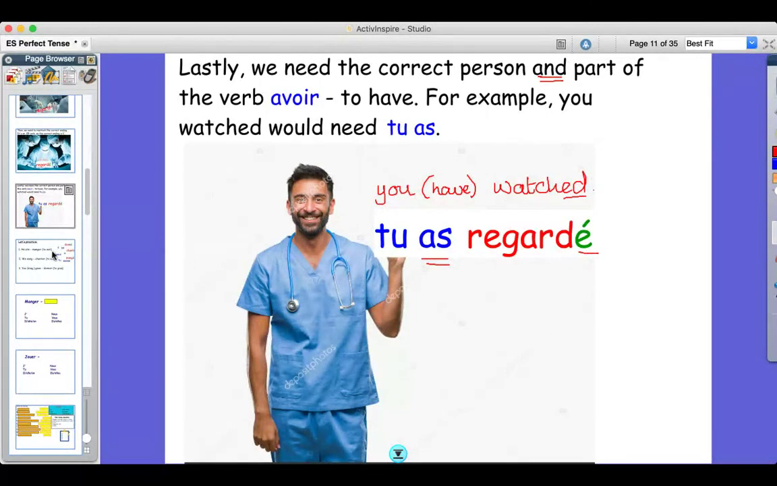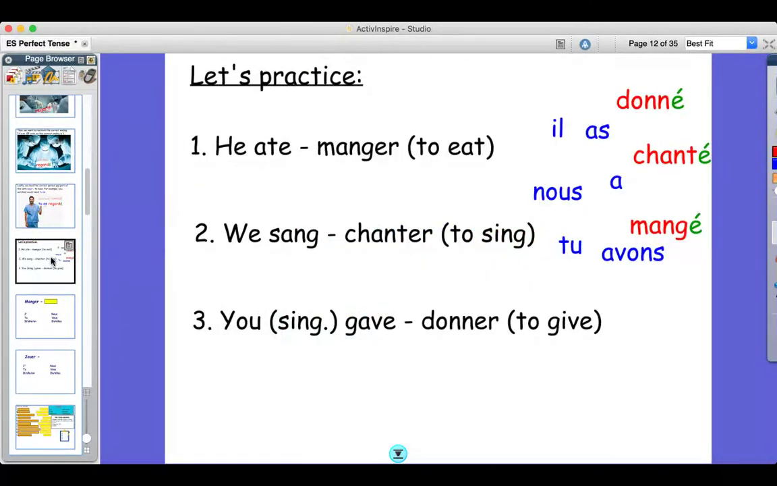Okay, so let's practice. Pause the video just now and see if you can translate these sentences with the coloured words on the right hand side. Okay, let's go over the answers. He ate is il a mangé.